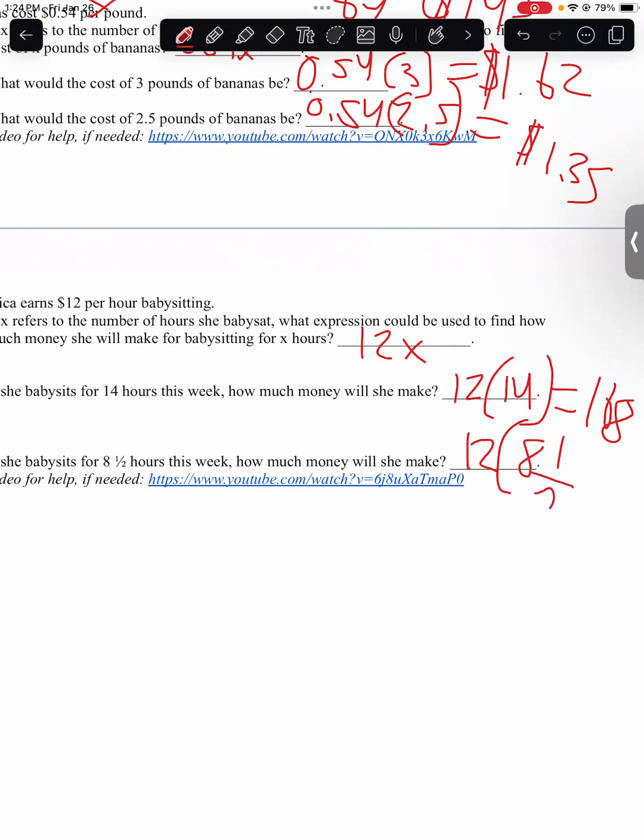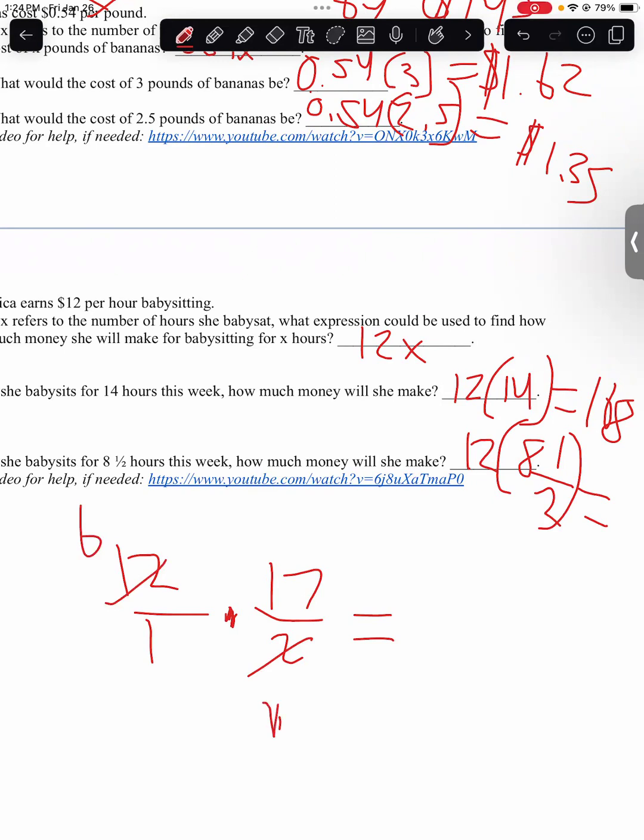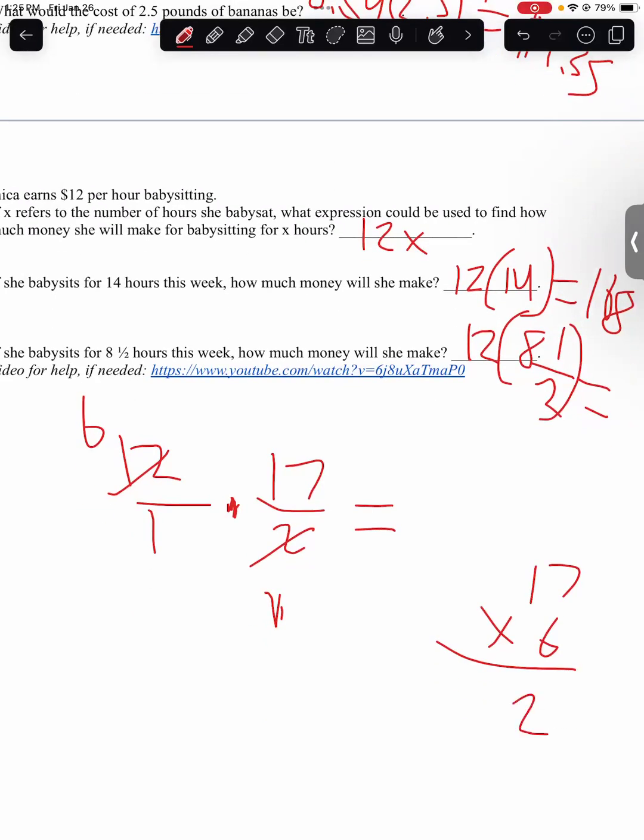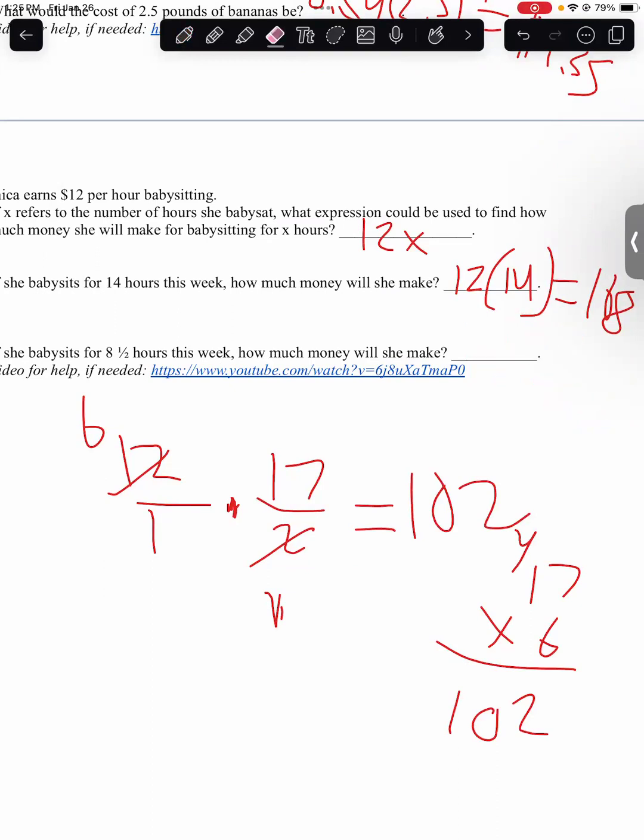All right. And then if she babysits for 8.5 hours, well, that would be 12 times 8.5, if you know that. But I'm going to work it out like this. So 12 over 1 times, and then 8 times 2 is 16, and 1 is 17 over 2. So you take the mixed number, convert to an improper fraction, and then I would simplify before I multiply. So that's a 1 and a 6. And then 6 times 17, if I'm not mistaken, is 102. I want to check myself just in case, and it is. So she's going to earn $102.